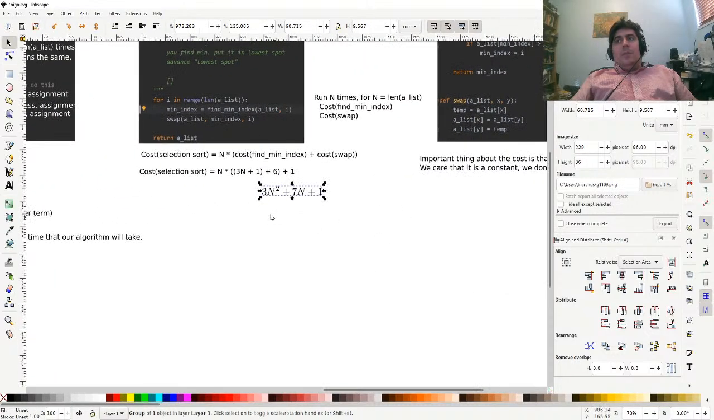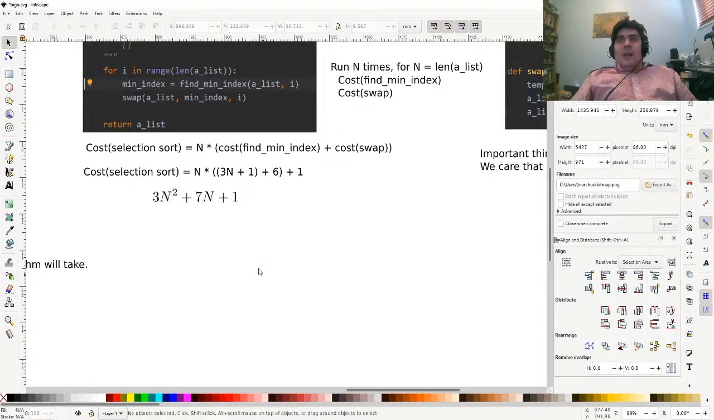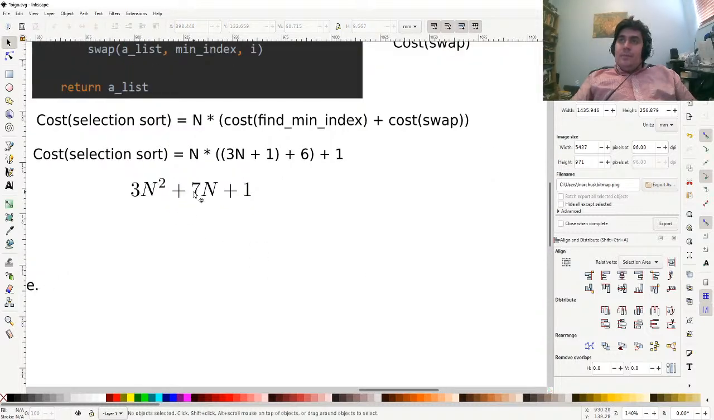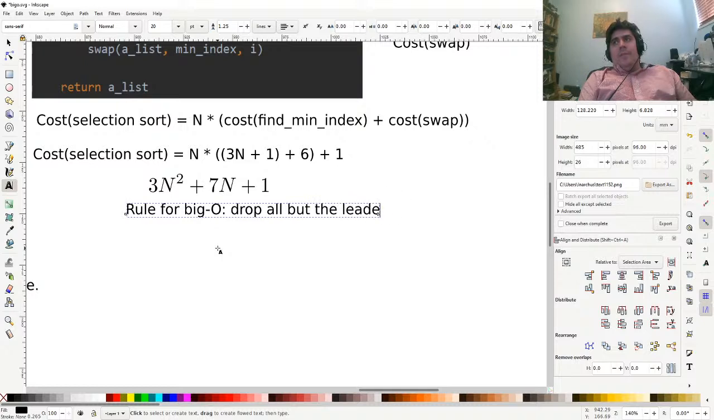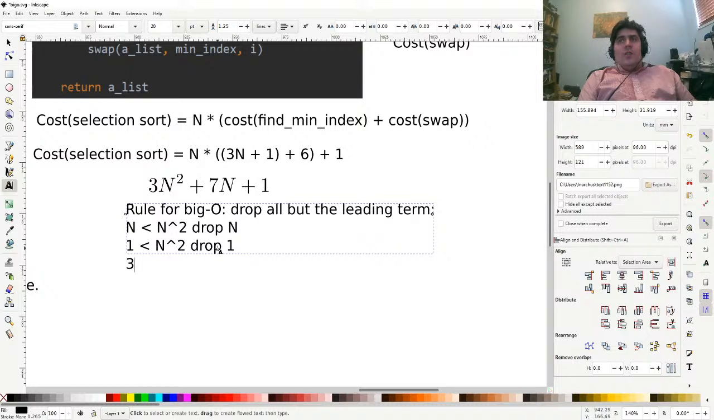I don't know why it always likes to put it right out of view. But anyway, this is what the function is. So this is our cost of selection sort. Now, remember the rule for big O: we drop all but the leading term. So n is always smaller than n squared, so we're going to drop n. And 1 is smaller than n squared, so we're going to drop 1. And so what we're left with is just 3n squared, right? That's what we're left with.